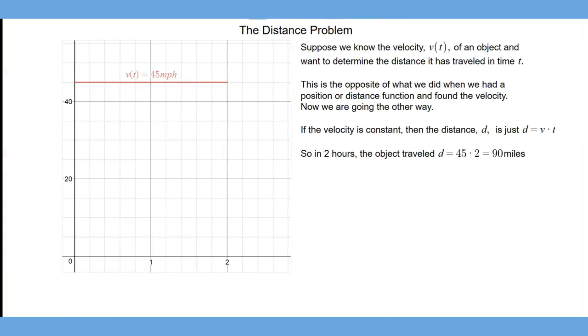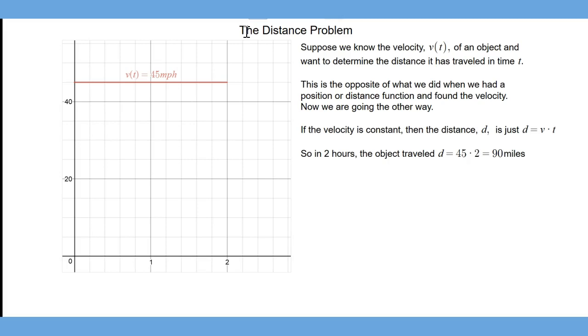So now this brings us to the distance problem. Remember that when we were talking about derivatives, if we had a position or a distance function, we could get the velocity from it. But now suppose we have the opposite problem. Suppose we have a velocity, but we want to know the distance that something has gone in that time. This should be reminiscent of section 4.9 that we just did with the antiderivative. We're doing the same type of thing.